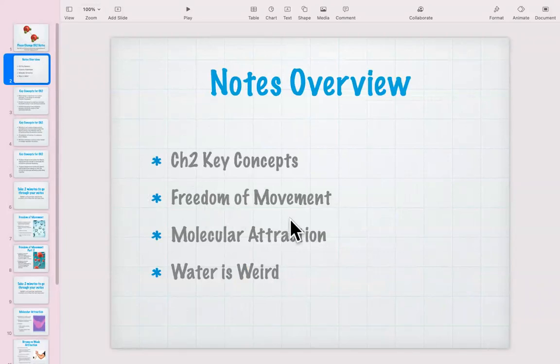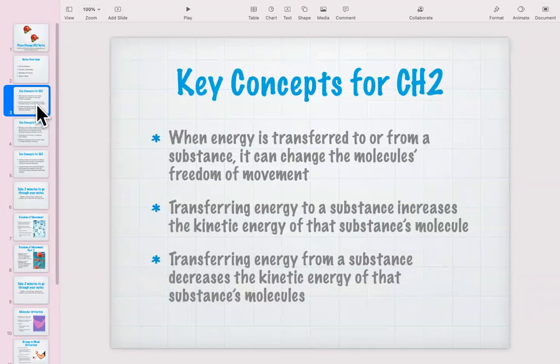We're going to go over the idea of freedom of movement, molecular attraction, and then cover the topic that water is weird. So let's go through our key concepts. There are 8 again. Sorry that there are so many in this unit in particular, but that's just how it shook out this time. So number 1, when energy is transferred to or from a substance, it can change the molecule's freedom of movement. So when you transfer energy to something or out of something, we can change this freedom of movement. We're going to make sure to define that today.